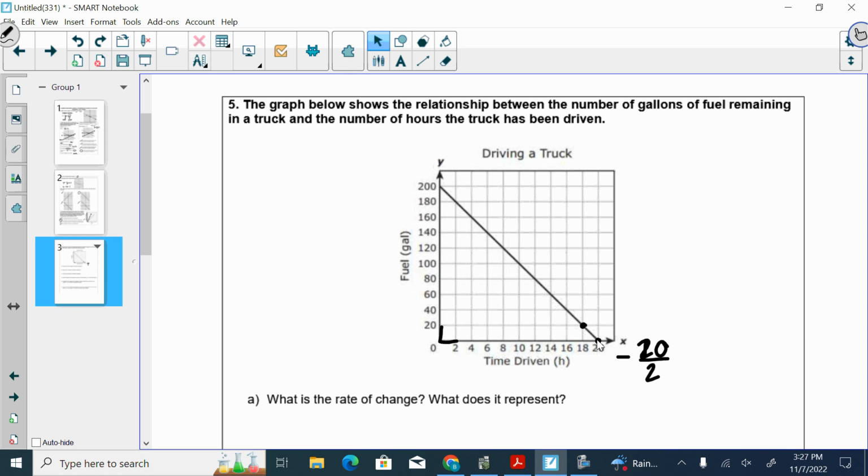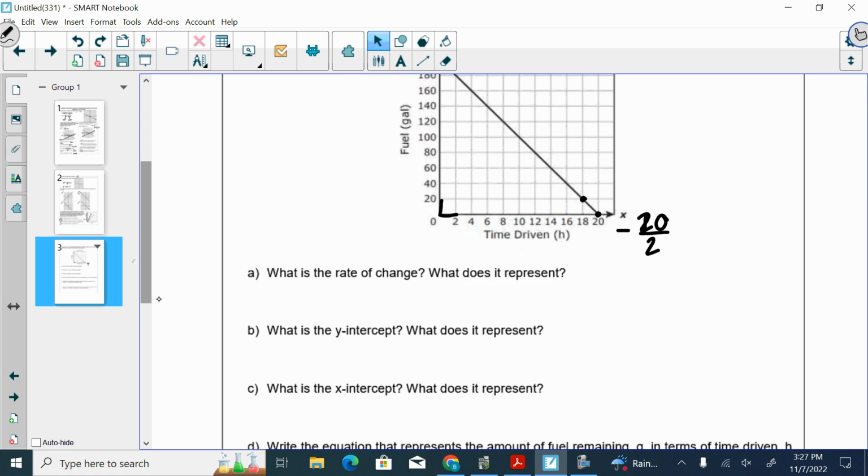All right, can I simplify that? Does negative 20 over 2 simplify? To what? Negative 10. Good. So our rate of change is negative 10. It says what did this represent?